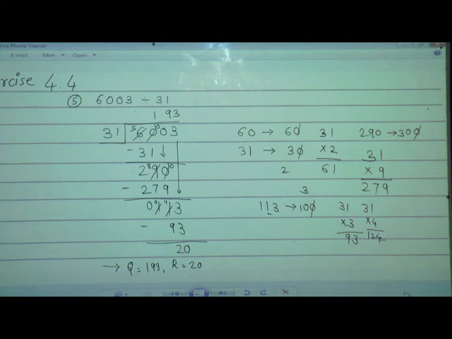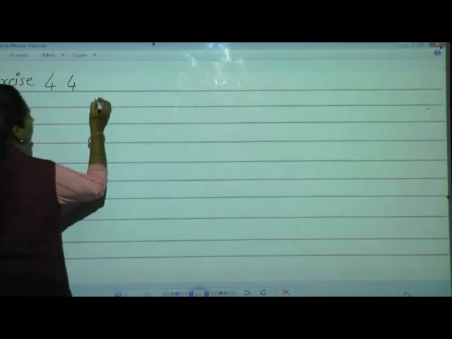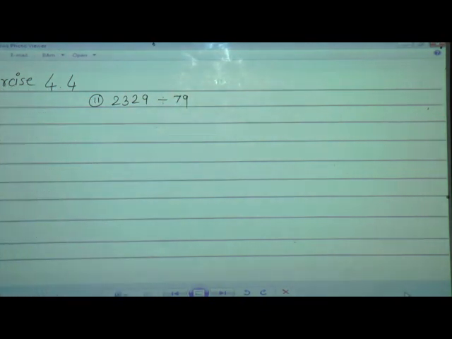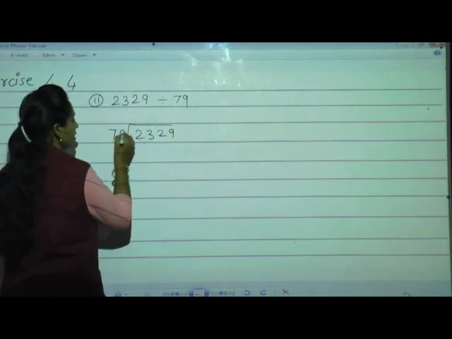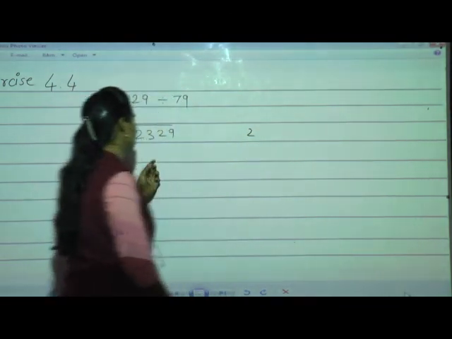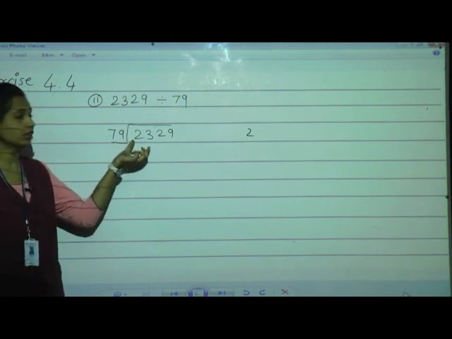Clear? Understood? Now I will solve one more example for you. The 11th one. 2329 divided by 79. See, a very big number they have given. Write the number 2329, divisor 79. Take both the numbers. Now 23: which is greater, 23 or 79? 79. So we cannot divide.